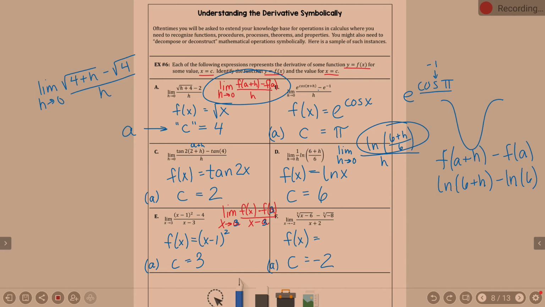Cube root of x minus 6. Let's see, does this cube root of -8 make sense? If I plug in -2, minus 6 is -8, cube root of -8. Yes, that makes sense. Now they really could have just said cube root of -8 is -2, so they could have just said +2 here, but they didn't. So, okay, I am done now, right?